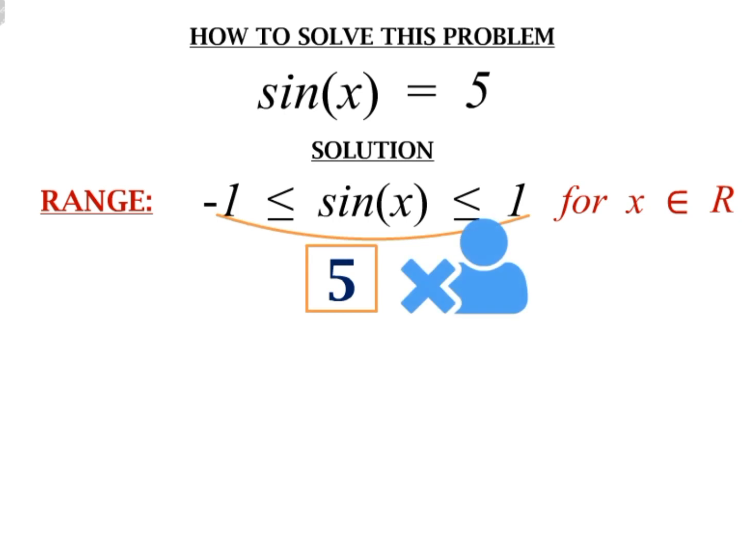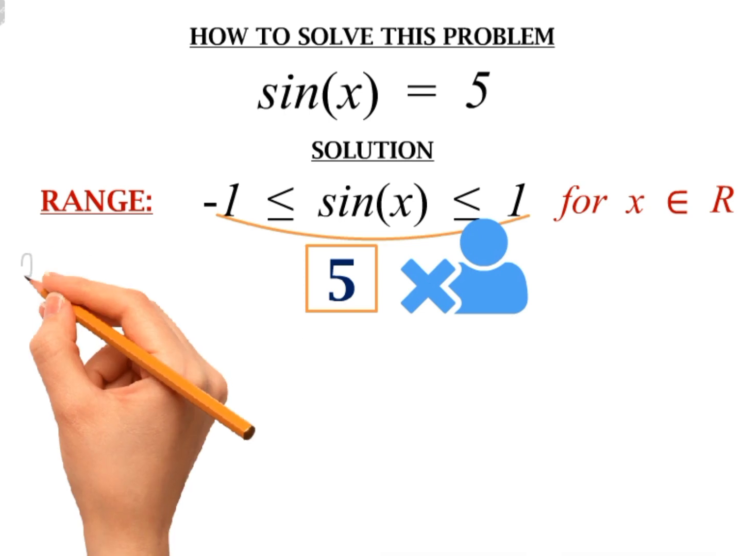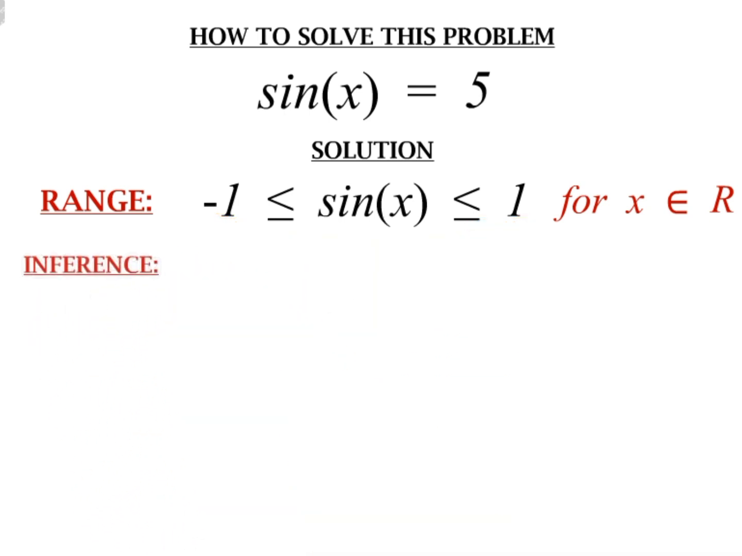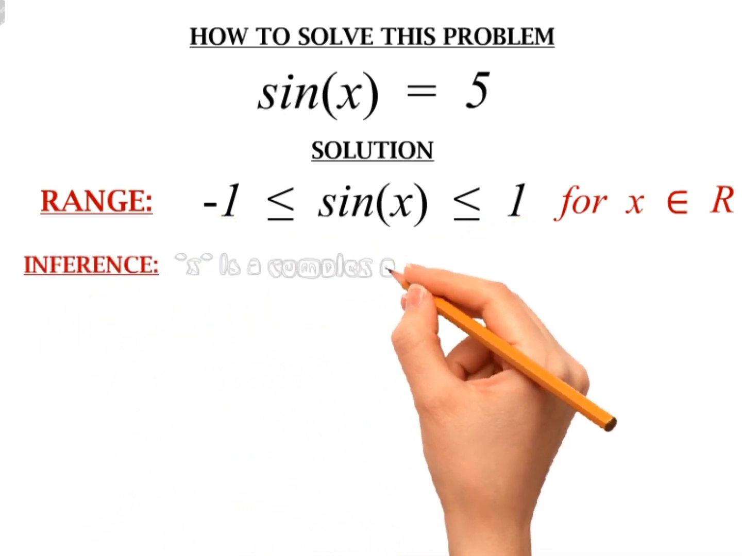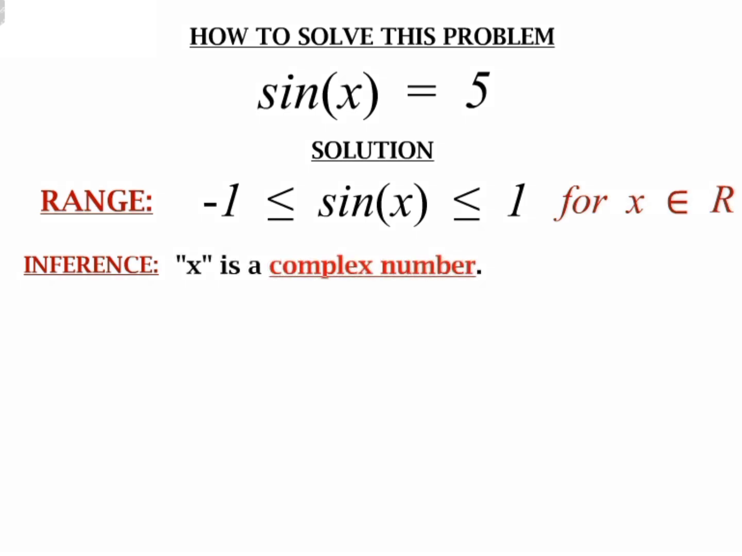Don't forget that we have two types of numbers: the real numbers and the complex numbers. Every number is either a real number or a complex number. If a number is not real, then it is a complex number. Since 5 does not fall in the range which will give the real number, then x is a complex number. So, we can infer that x is a complex number.